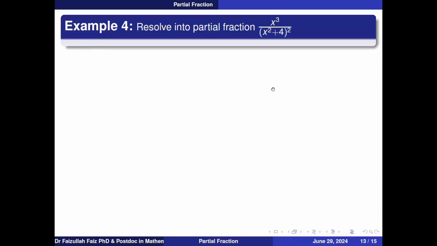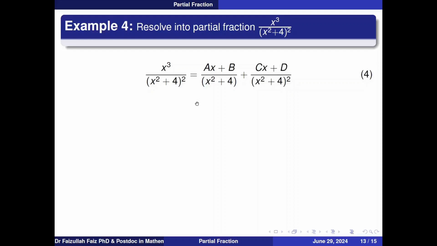In example number 4, there is a quadratic factor x square plus 4 in the denominator and we cannot factorize it. It is repeating 2 times. That is why we shall use case number 4 here. According to case number 4, we write ax plus b divided by x square plus 4. Then we write cx plus d divided by x square plus 4 whole square. Next we multiply each term with the LCM, which is x square plus 4 whole square.